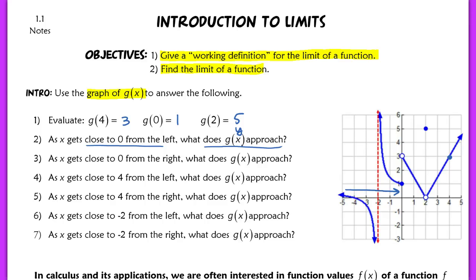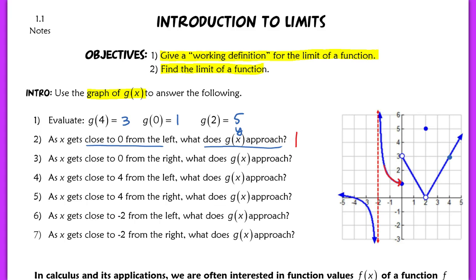So if we answer this question, we're going to be on the portion of the function here that gets closer and closer to x equals 0 from the left of 0. Now as you can see, as x gets closer and closer to 0, the graph here gets closer and closer to a y output of 1. So g of x, or y, approaches 1.